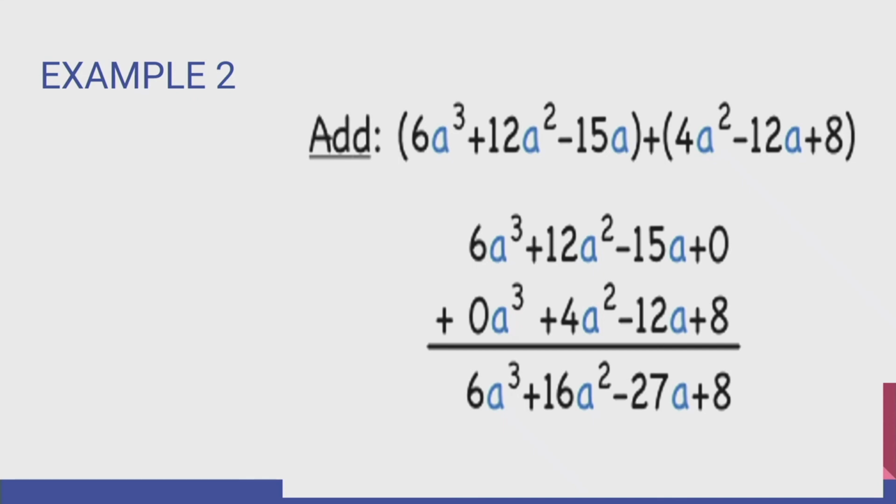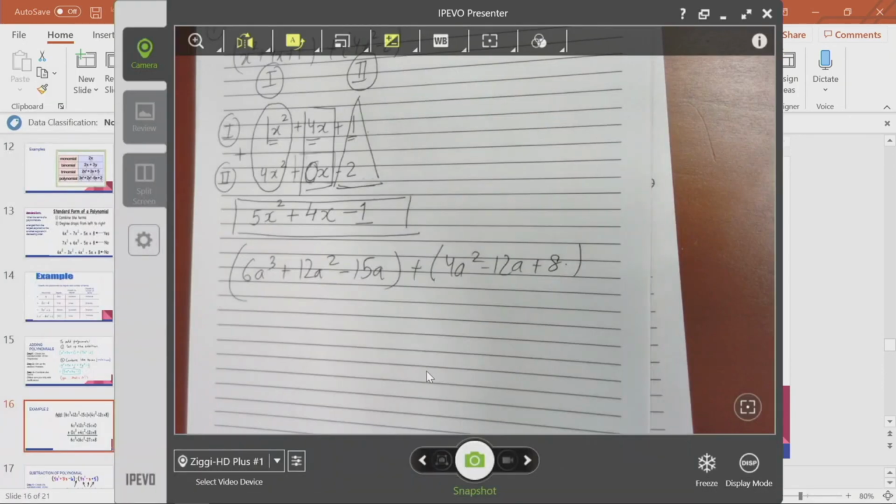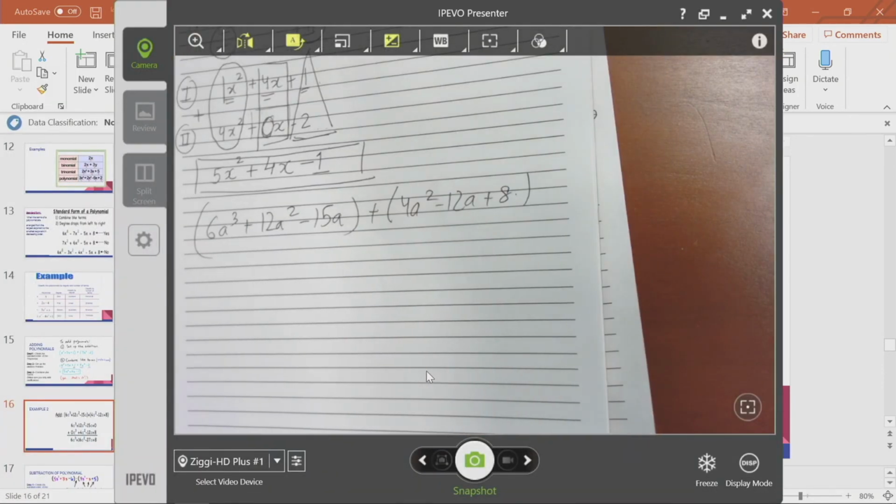So let's take another example. 6a cubed plus 12a squared minus 15a. And we have to add it with 4a squared minus 12a plus 8. So this is our second example.